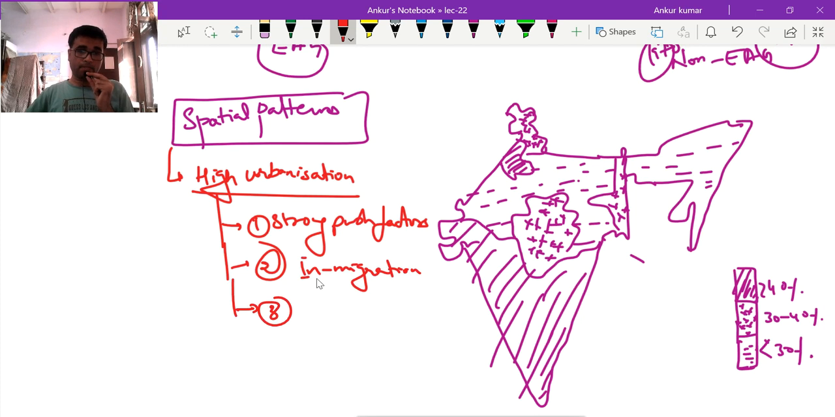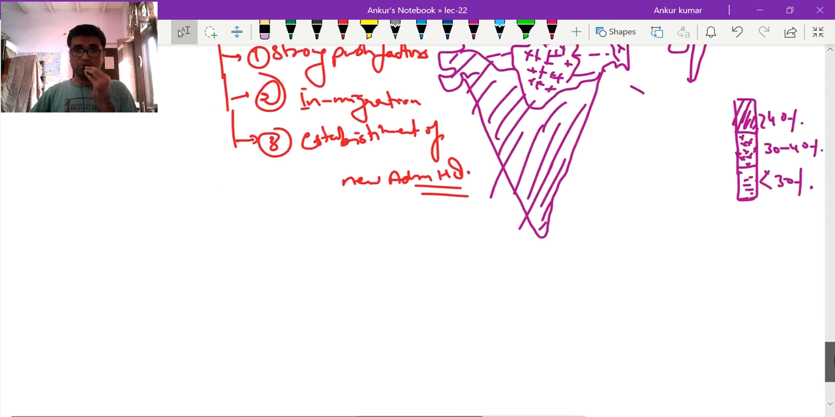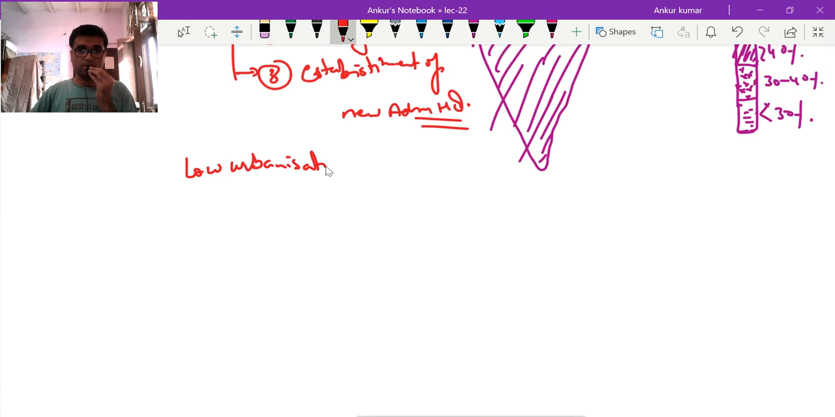Establishment of new headquarters, establishment of new administrative headquarters. So these are the main reasons for the high urbanization. Similarly, 2-3 reasons for the low urbanization can also be written. Reasons for the areas which have witnessed the low urbanization, that is the less than 30% urbanization.